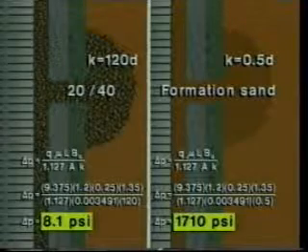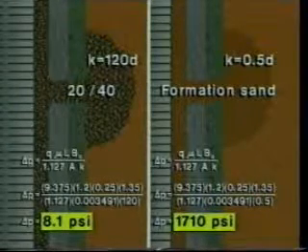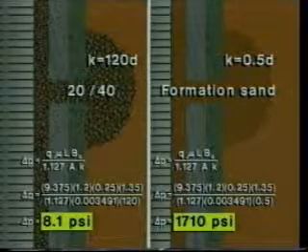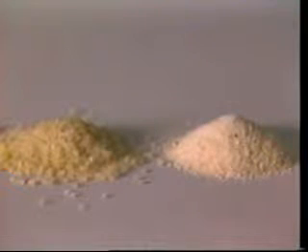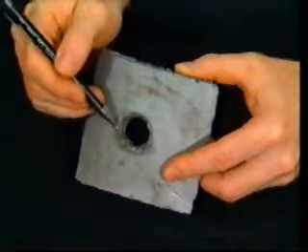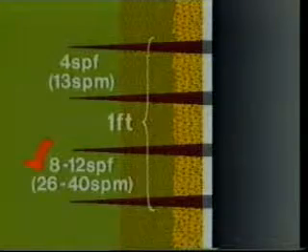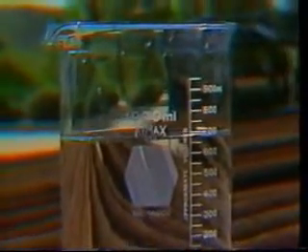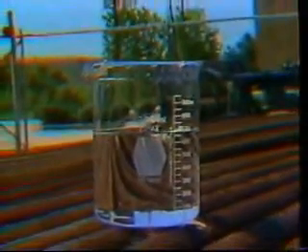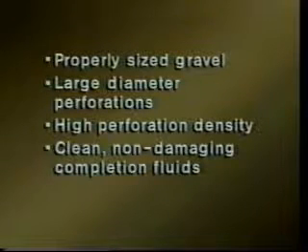This simple example, combined with our previous discussions of perforation area and density, demonstrates the importance of the following basic requirements. Properly sized gravel that will not allow migration of reservoir sand into the gravel pack. Large diameter entry holes of the perforations, and a high density of perforations per foot. In addition, clean completion fluids are essential to optimize perforation flow area and gravel permeability. These basic requirements also indicate why an open-hole gravel pack is preferred in highly productive wells.